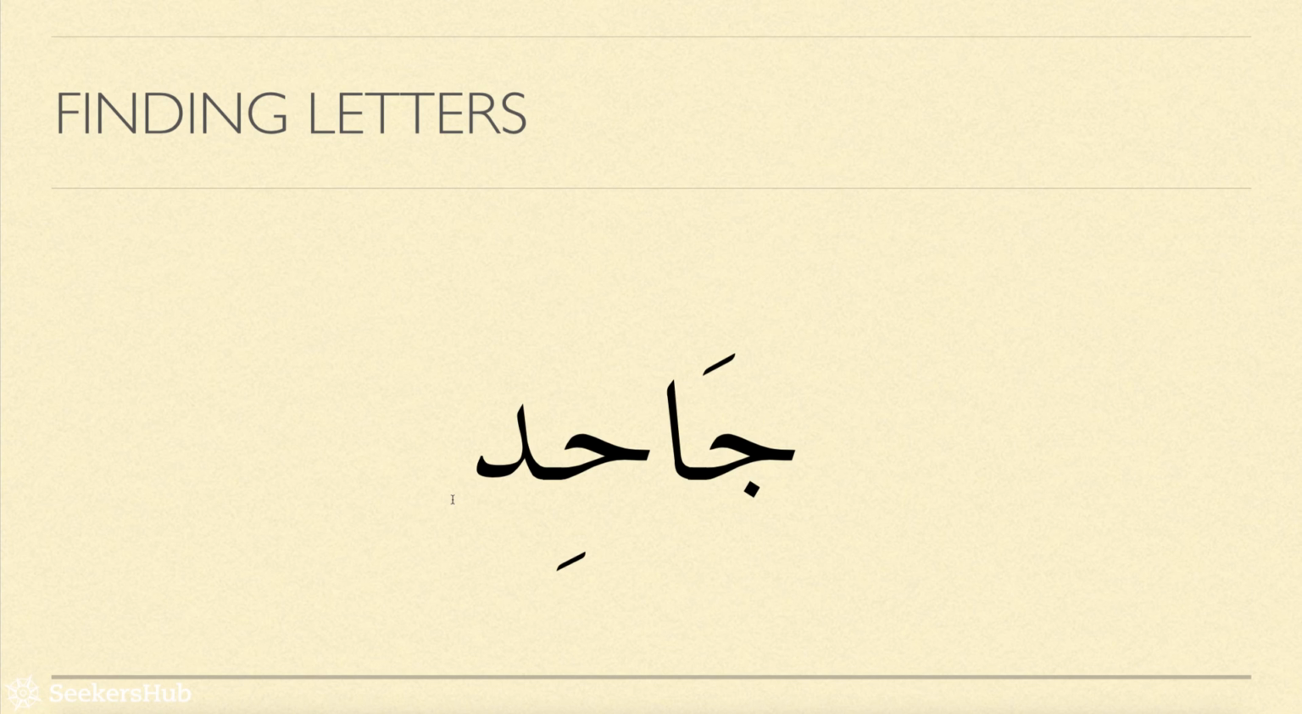Jahid. Jahid is a denier, somebody who's in denial. So again, we have a jeem here with a fatha on top, so this is ja. It's being extended by the alif, ja. And then we have the ha here with kasra, hi. And then we have the dal, jahid. So this is long, and this is short. Right? There's no ya here, so it's not the long vowel, it's the short one.